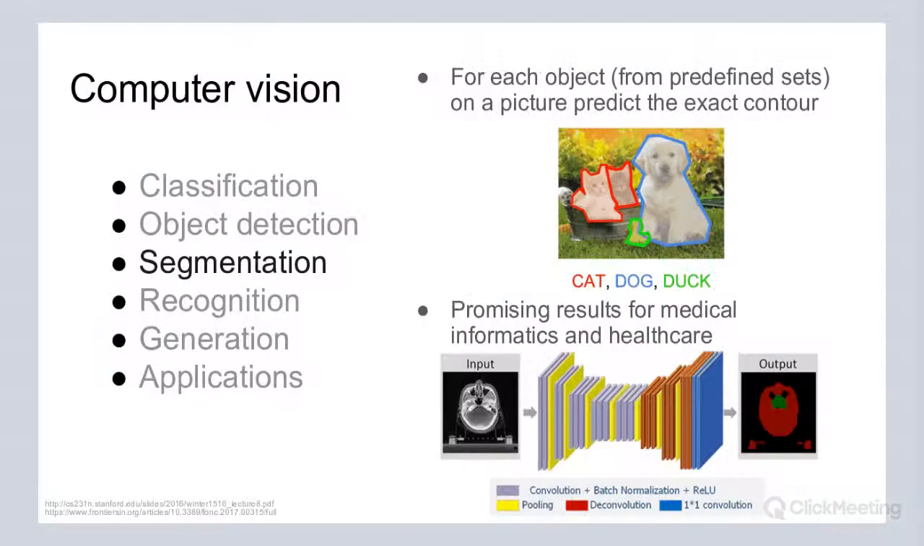The next level of complication is segmentation, when you predict not only the bounding boxes, but also the fine contours of the objects, pixel-wise, to understand that this is a cat, this is a duckling, or a duck. Okay, I think it's a duckling still. This is a dog, and you need the exact contours, so you have special neural networks which also output an image. Segmentation is at the heart of lots of different algorithms, but one of the most promising results is for medical informatics and healthcare, when you can have, for example, some X-ray images and predict if there's a tumor on it. If only the medical data was more available, but still it's nice.